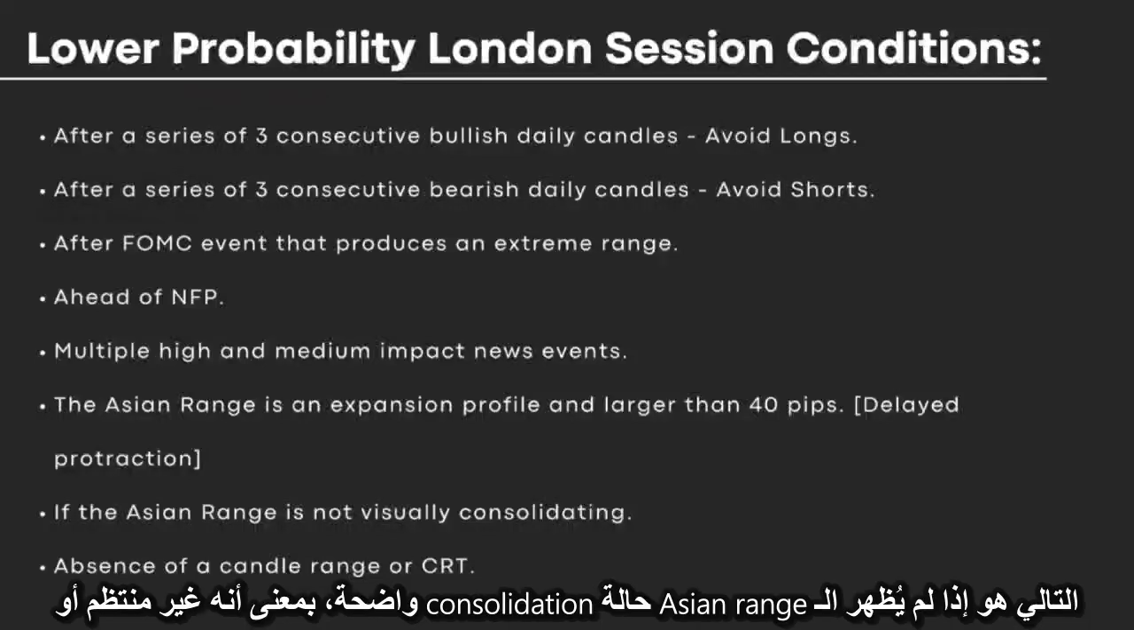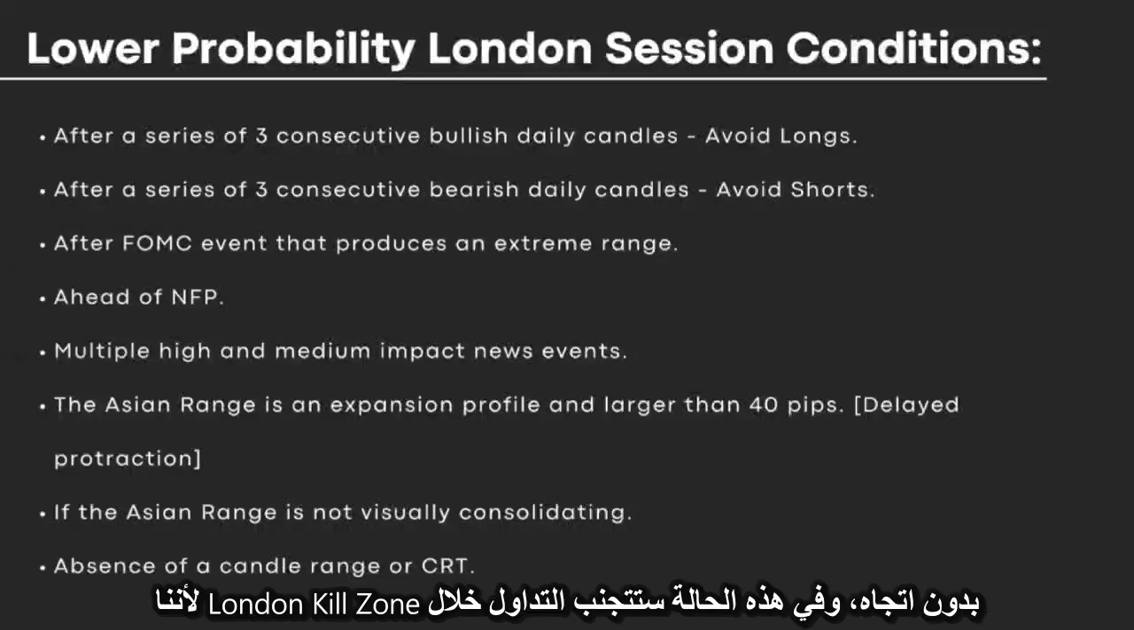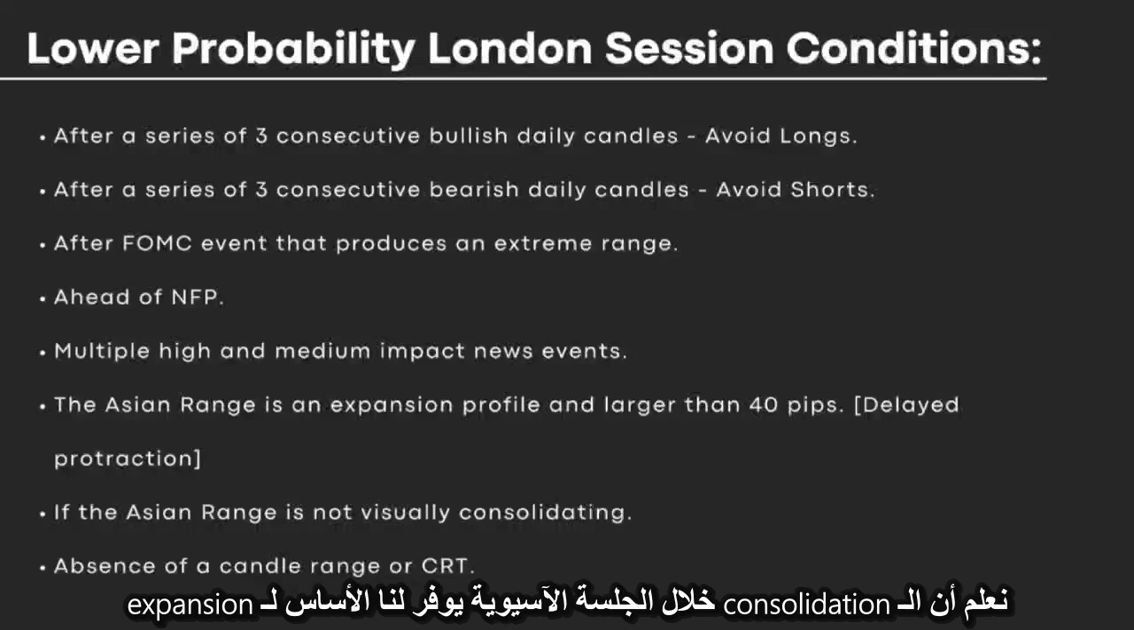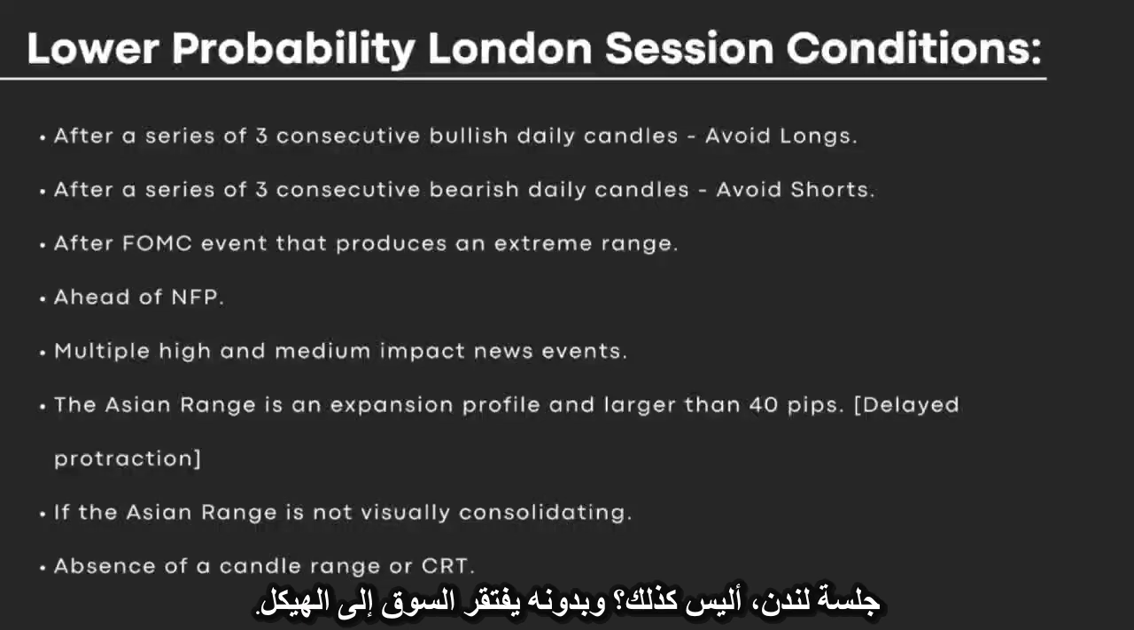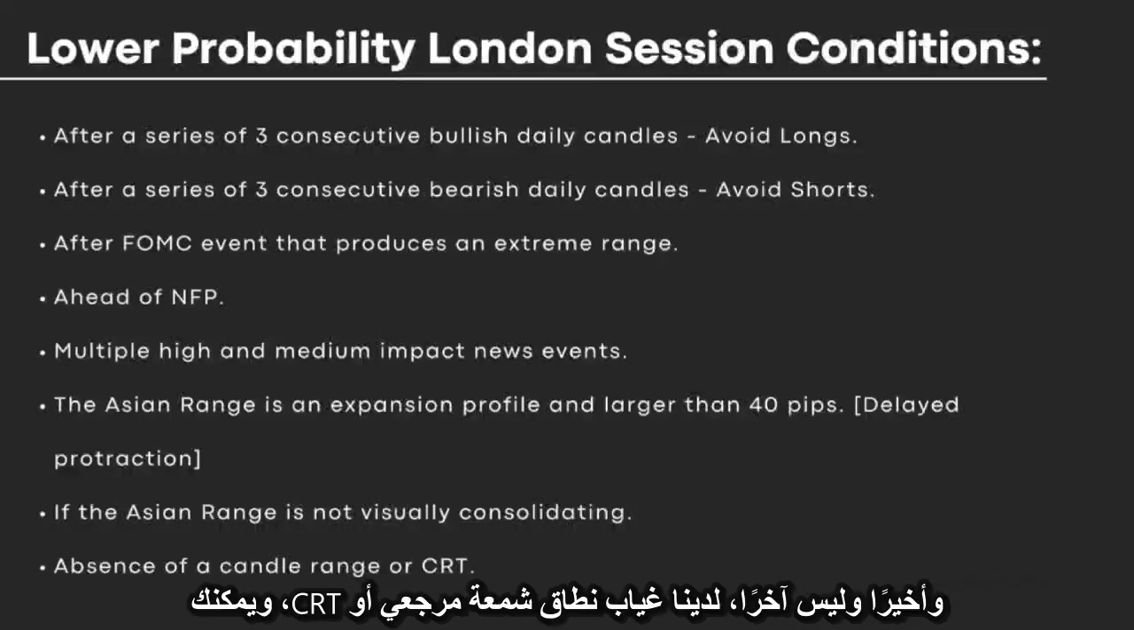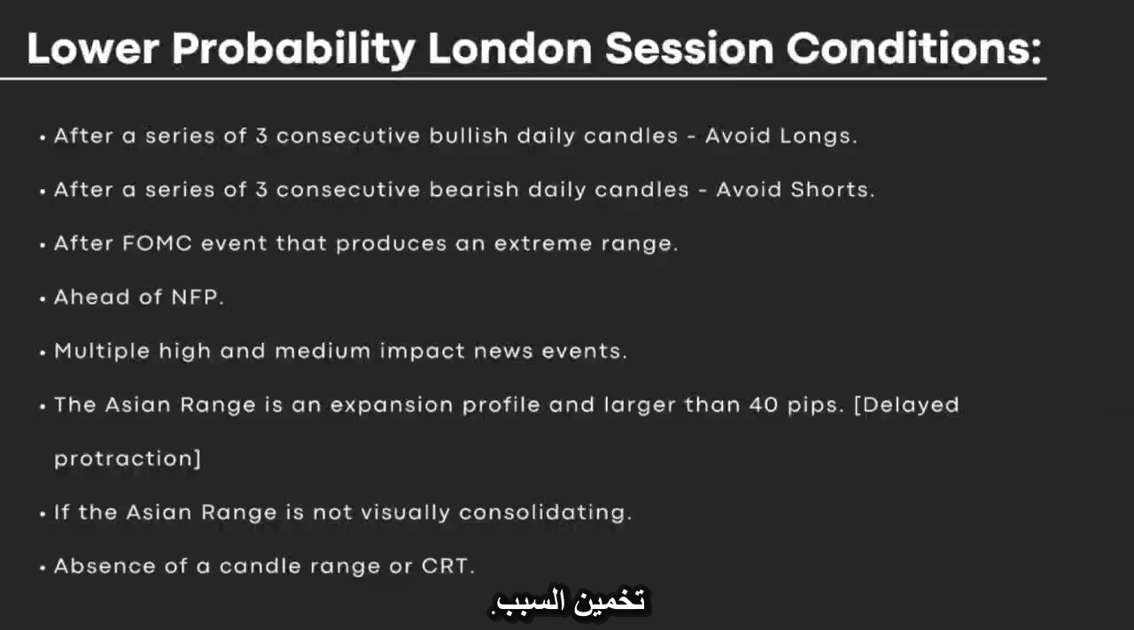Next one is if the Asian range does not show clear consolidation, meaning it's erratic or directionless, in that case you would avoid trading during the London kill zone. Because we know that consolidation during the Asian session provides us the foundation for London's expansion, right? And without it, the market lacks structure. And then last but not least, we have absence of a candle range or CRT, and you could guess why.